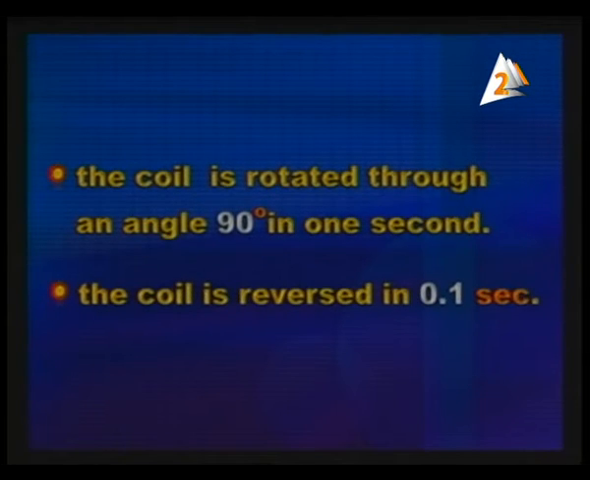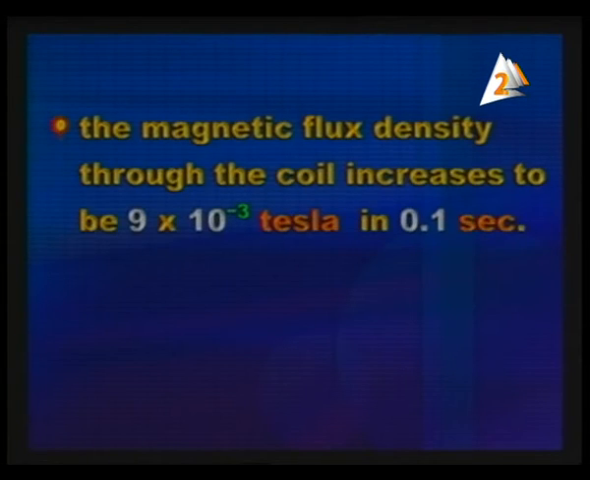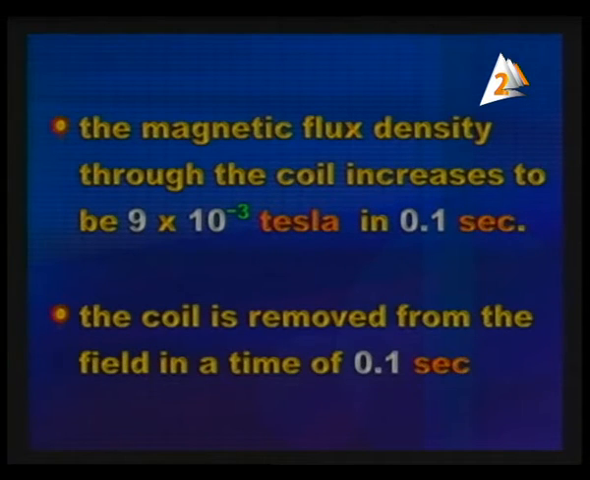when the coil is reversed in 0.1 second, when the magnetic flux density through the coil is increased from 5 times 10 to the power negative 3 to 9 times 10 to the power negative 3 in a time of 0.1 second, and finally, when the coil is removed from the field in a time of 0.1 second. We'll take it one by one.